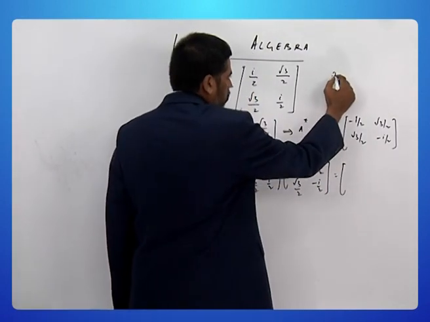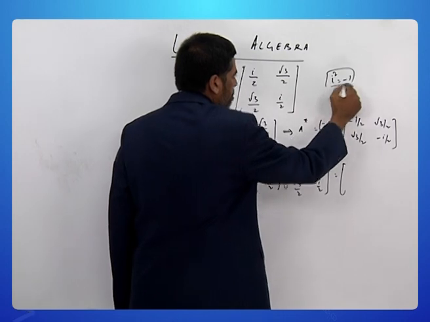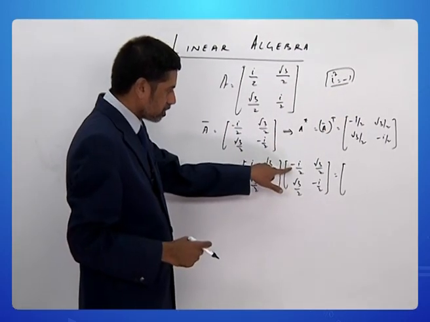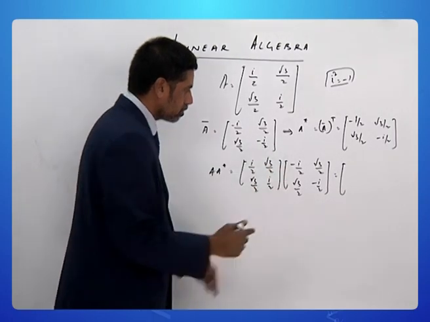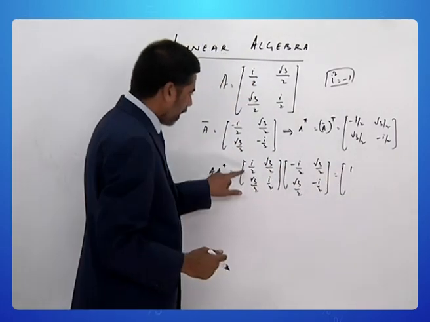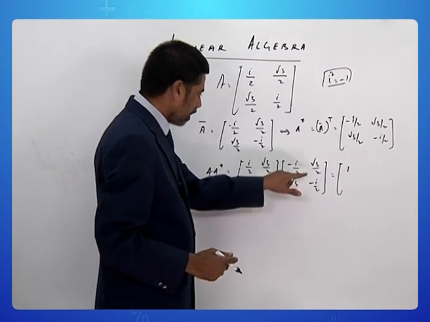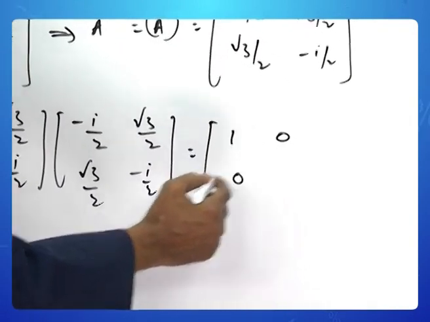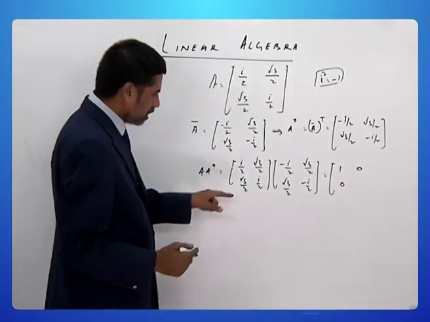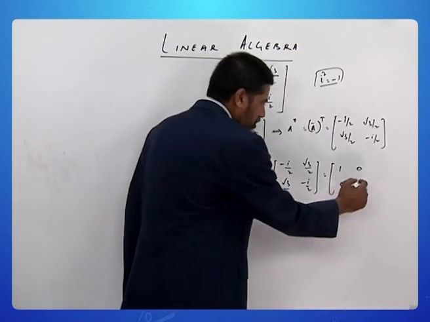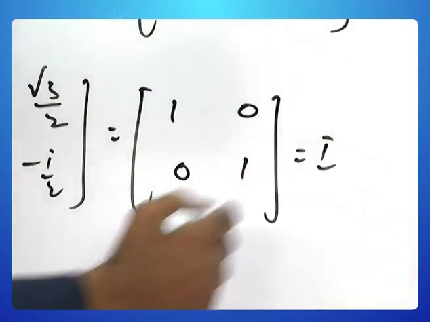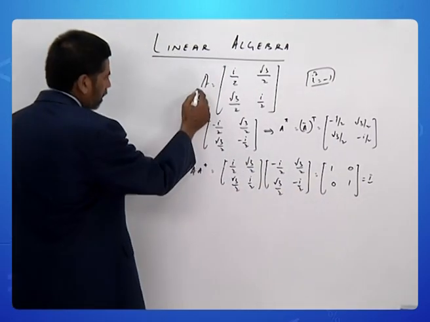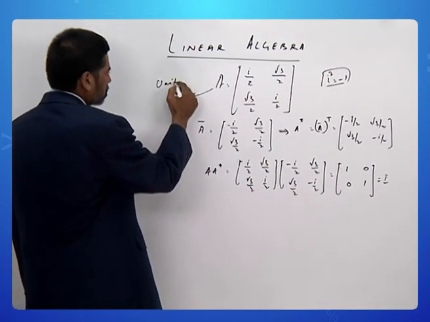Using the fact that i square is equal to minus 1, if you do matrix multiplication, this will be minus i square by 4, which is 1 by 4, plus 3 by 4, so that is 1. And root 3 i by 4 minus root 3 i by 4 becomes 0. Symmetrically, this becomes 0. And finally, second row into second column will give us 1. So you get an identity matrix. So because A into A star is equal to I, the matrix A is a unitary matrix.